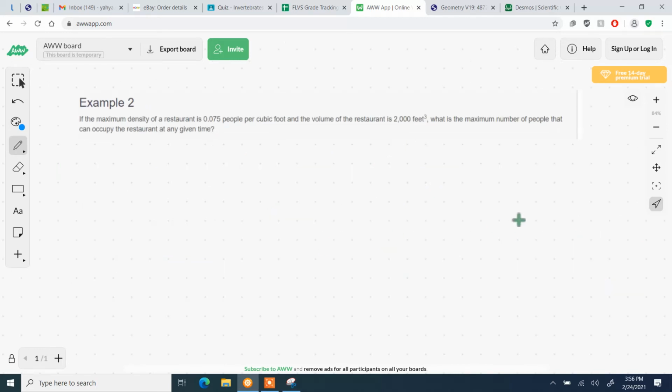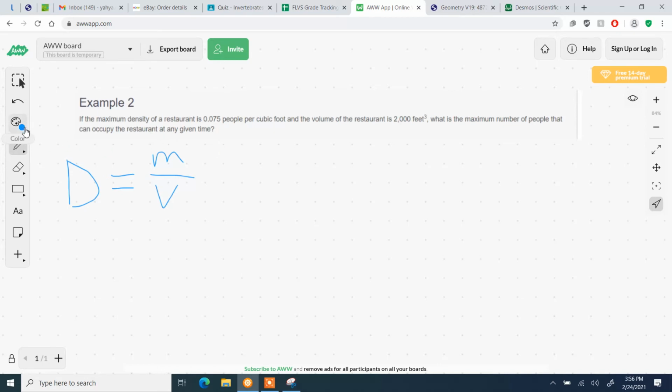Again, I'm going to write down my formula. We have to have this memorized. No one should be looking this up. Density equals mass divided by volume, or the amount of stuff divided by the amount of space. All right, if the maximum density of a restaurant is 0.075 people per cubic foot, and the volume is 2,000 cubic feet, what is the maximum number of people that can occupy the restaurant at any given time?